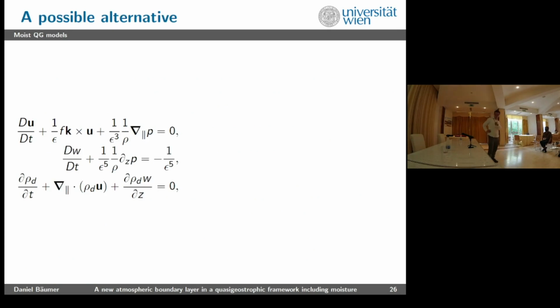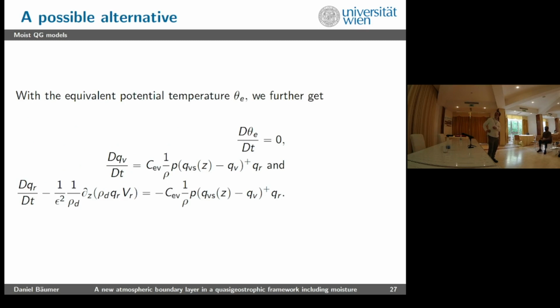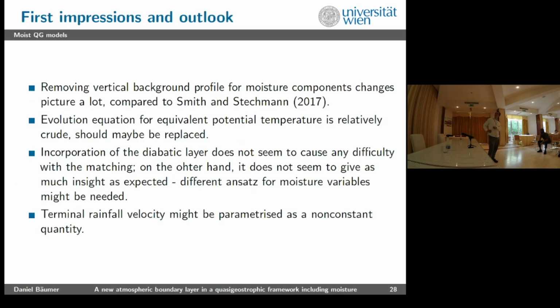Right, so just very briefly, I'll flash a possible alternative that I sketched during my time in Berlin. We now consider compressible flow. You can see we use the same scaling as before. We keep the equivalent potential temperature for the inner energy, and now we have 2 evolution equations instead of 1 for the moisture quantities.